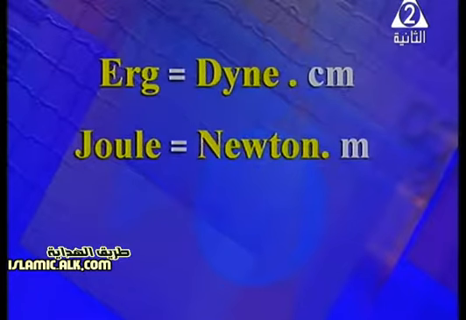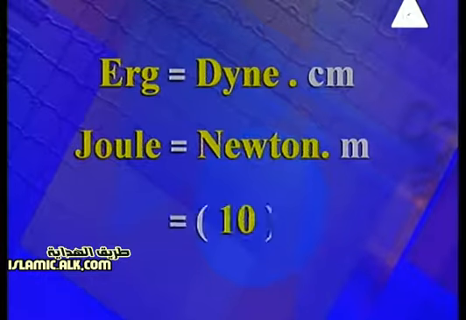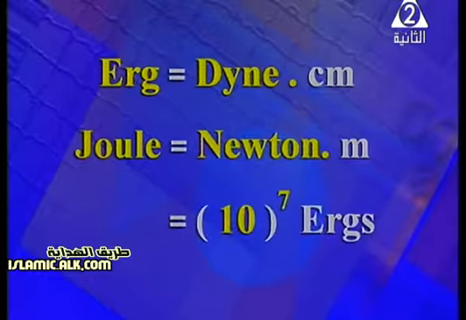What is the relation between joule and erg? It is the relation between Newton times meter and dyne times centimeter. Then what is the joule? It equals 10 power 7 erg, or 1 erg equals 10 power negative 7 joule. Then the relation between joule and erg: joule equals 10 power 7 erg.